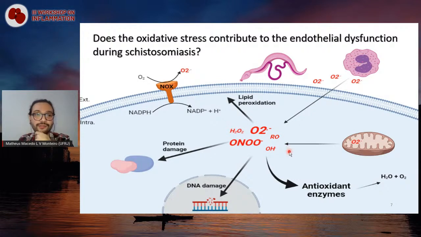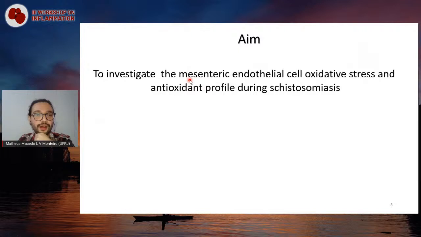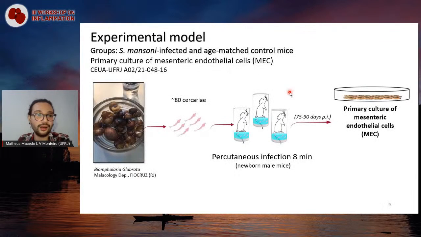So we asked ourselves if oxidative stress contributes to the endothelial dysfunction during schistosomiasis. So our goal in this study was to investigate the mesenteric endothelial cell oxidative stress and antioxidant profile during schistosomiasis. Quickly, our model worked with two groups, the control group and the Schistosoma mansoni infected mice. So shortly, the newborn male mice were infected with approximately 80 cercariae. And after 75 to 90 days, we performed the primary culture of mesenteric endothelial cells.